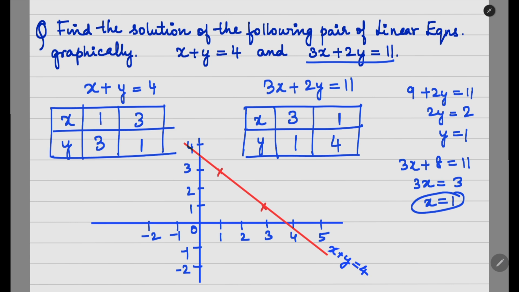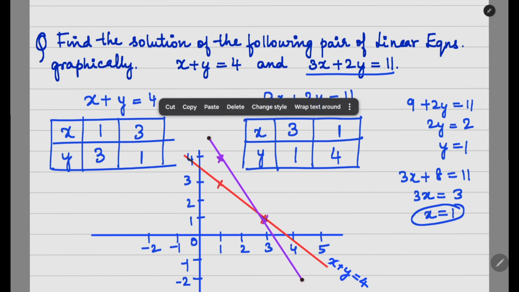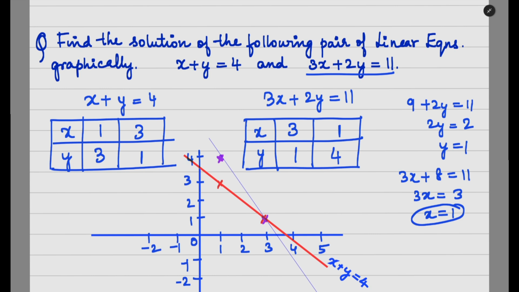Let's do the second one. The second one is nothing but 3, comma 1 and 1, comma 4. Let's plot it. Where is 3, comma 1? It's the same point. 3, comma 1, this one. And 1, comma 4, this point, right? Now let us draw a line which joins these two. This is the next line. Correct? Yes.